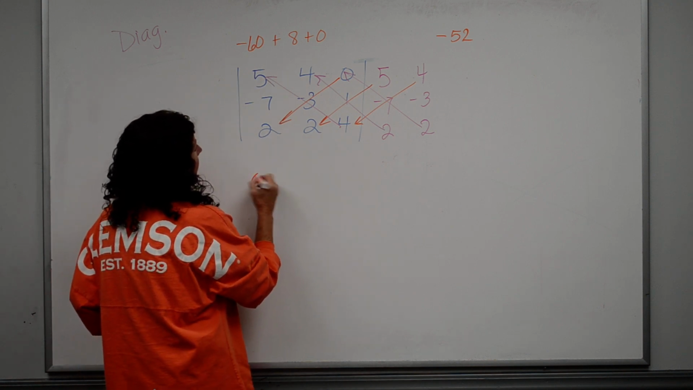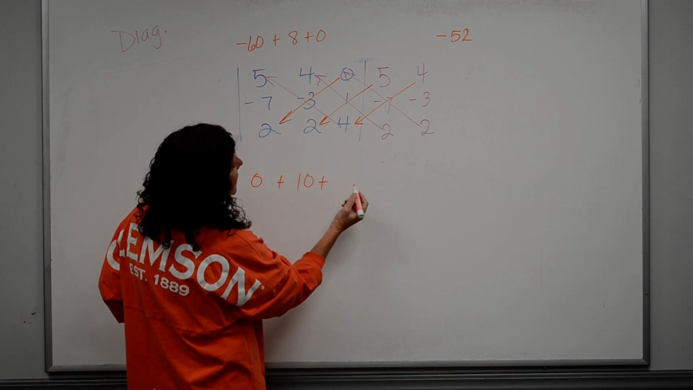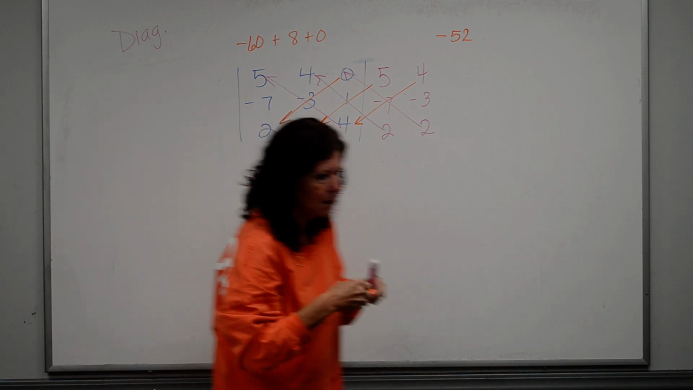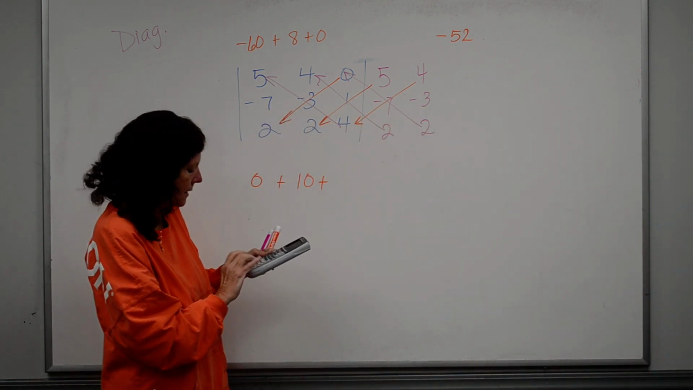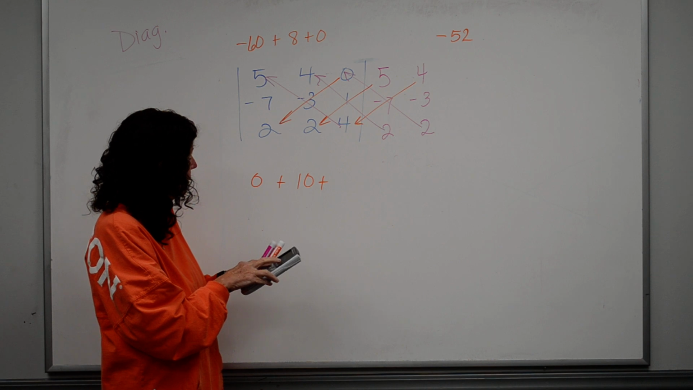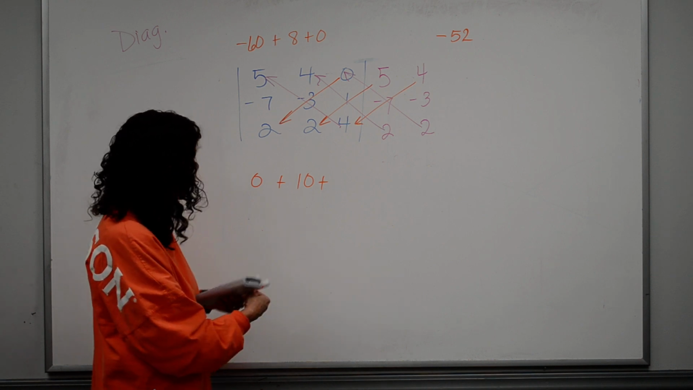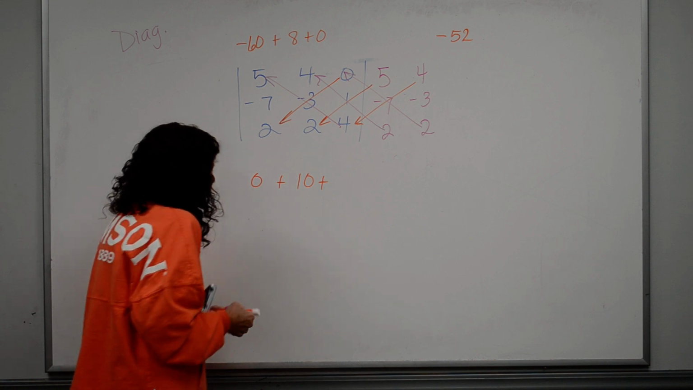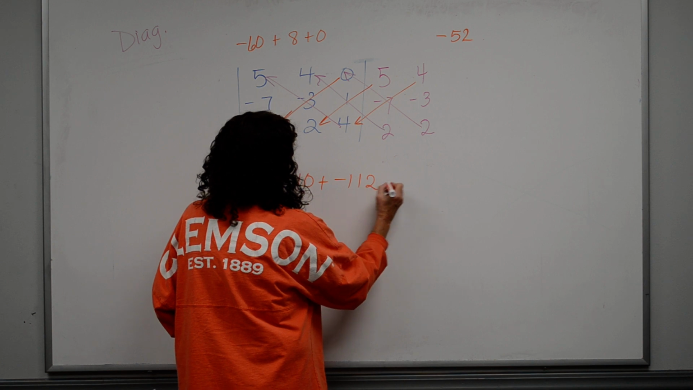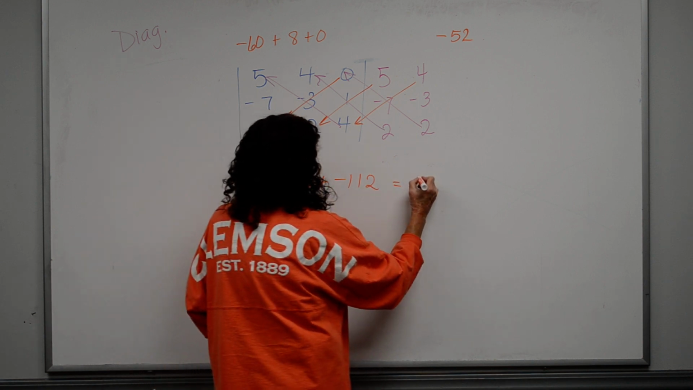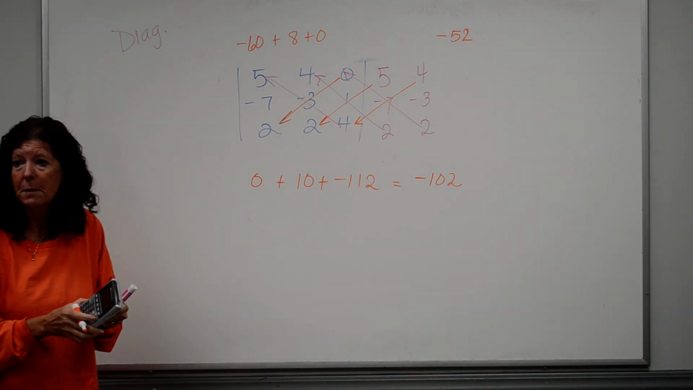On the bottom, I have a 0 plus a 10 plus, I'm not sure what that is. I'll do that in my head real quick. Negative 28 times 4. Negative 112. Okay, so if I add the bottom, I'm going to have a negative 102, right? Would you agree with that? You with me so far?